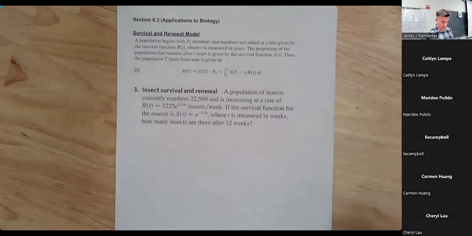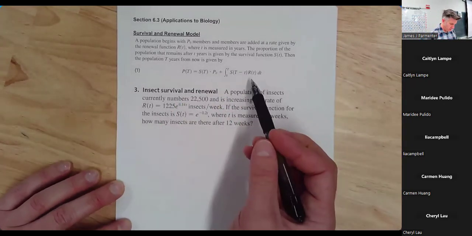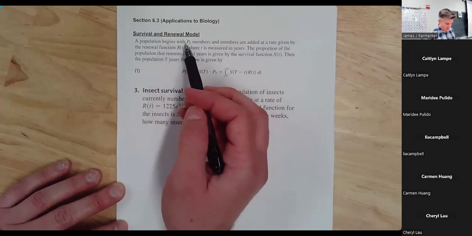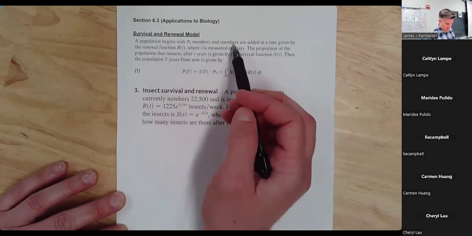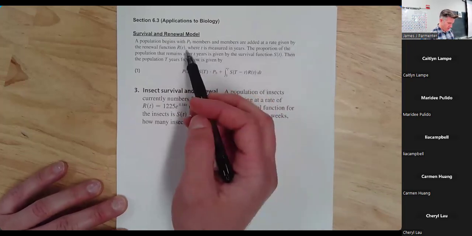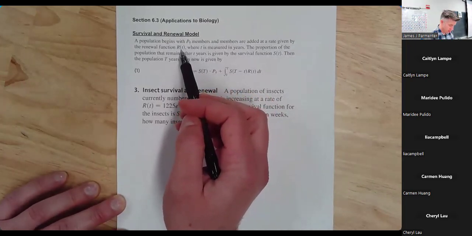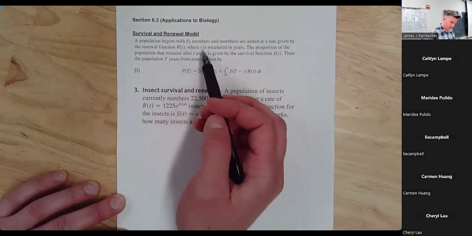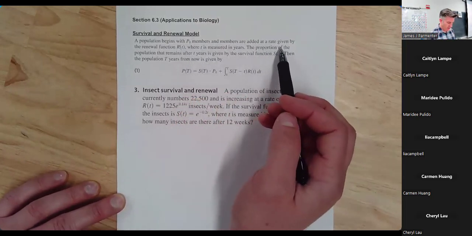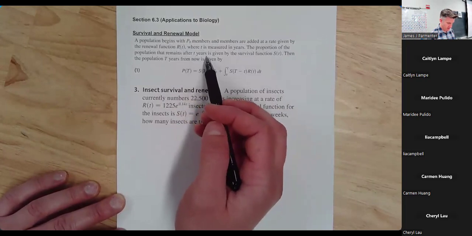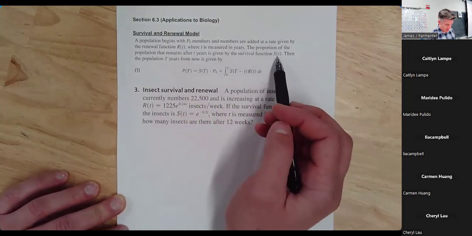When we talk about survival and renewal, you've got this kind of model. We have a population that begins with P naught members, and members are added at a rate given by the renewal function R of T, which might be a constant or might not be a constant, where T is measured in years. The proportion of the population that remains after T years is given by the survival function S of T.